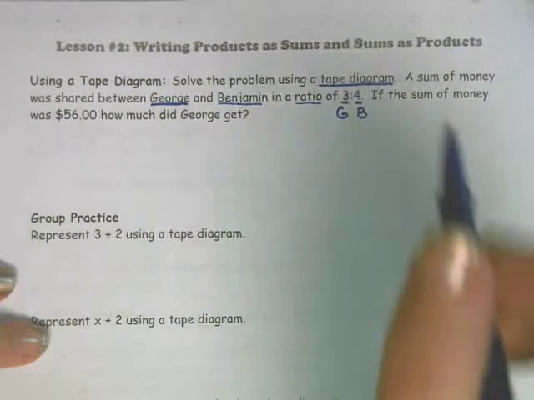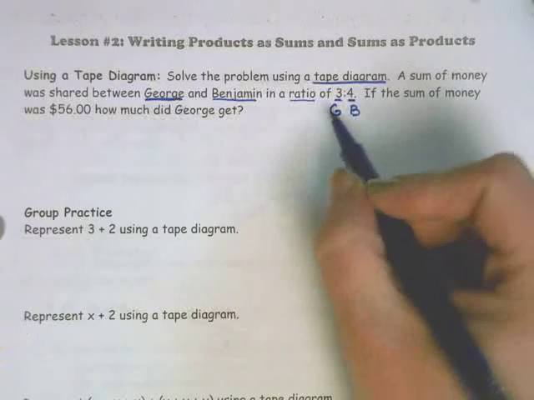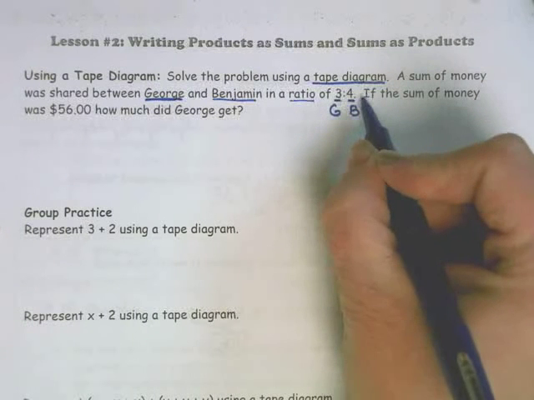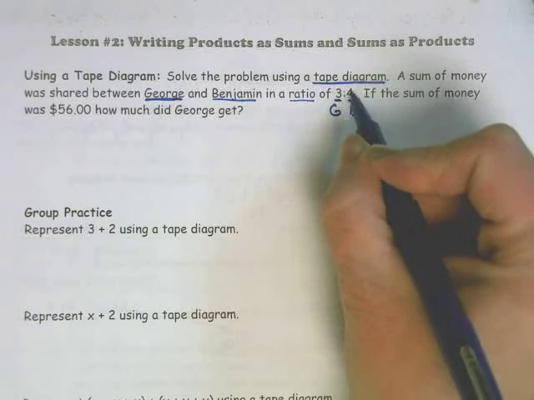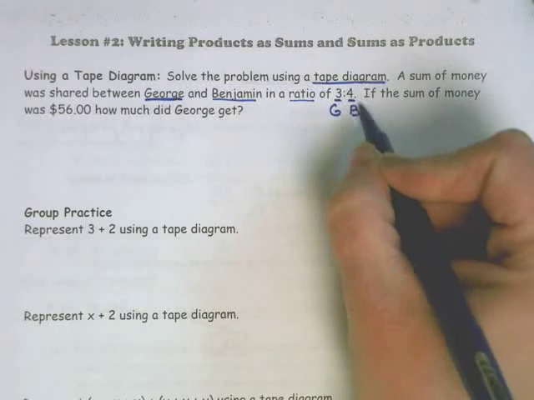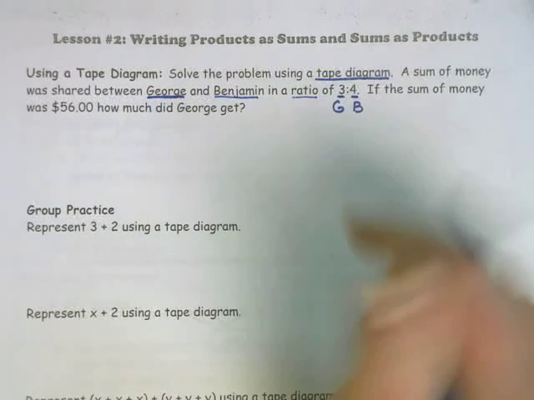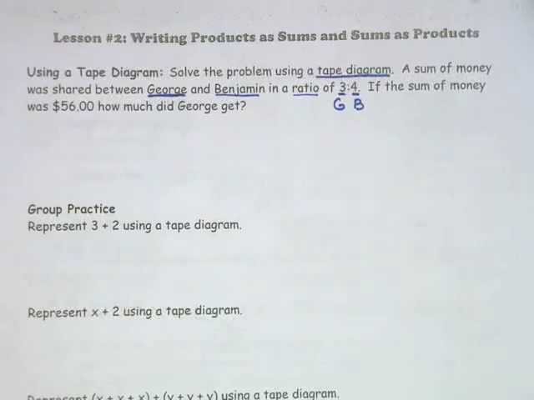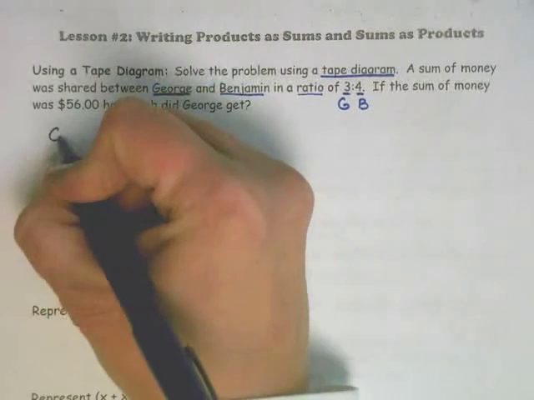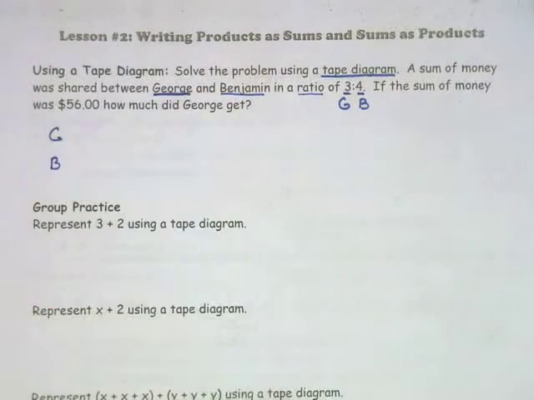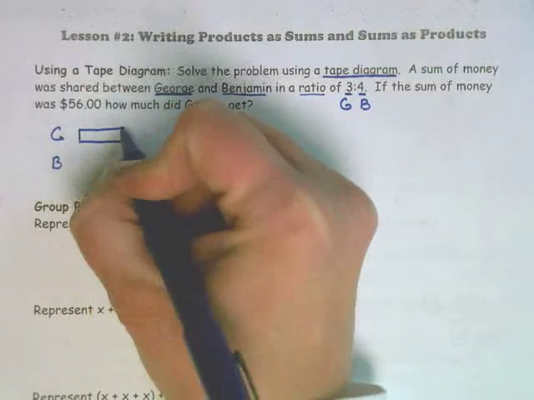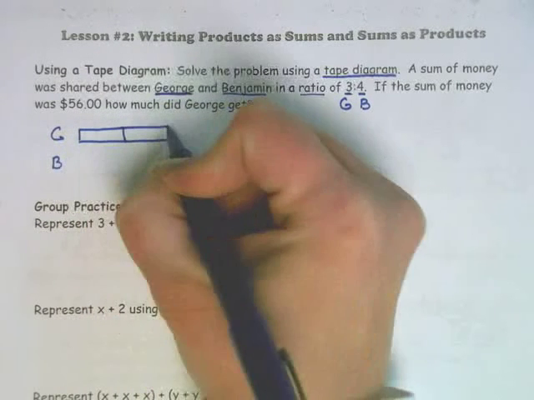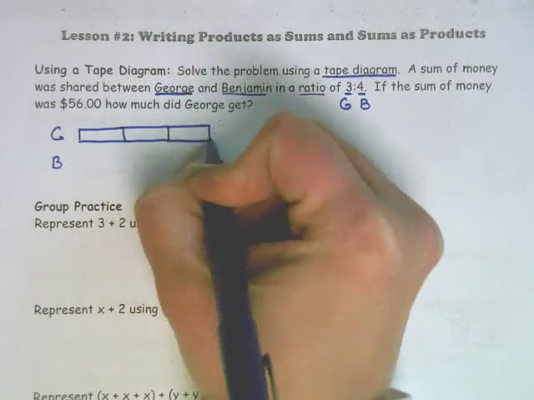So let me go back to what I was saying about if there are 3 for George and 4 for Benjamin, let's assume George has 3 and Benjamin has 4. So how many total pieces of money would we have here? 3 plus 4 would be 7. Let's just try and draw that out. George and Benjamin. We don't know how much is in this piece of money here, but George has 3 of them, and we're going to make what you guys used to use for tape diagrams.